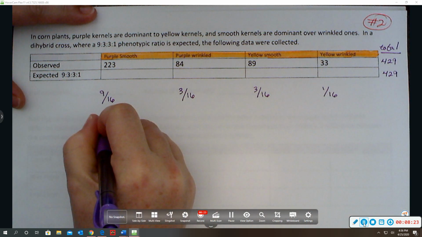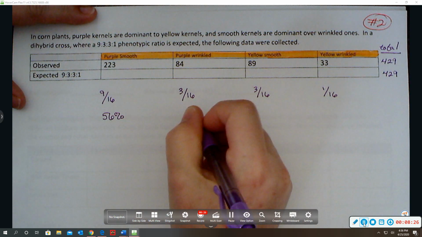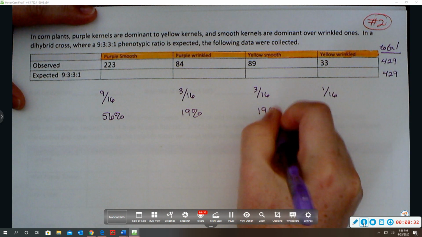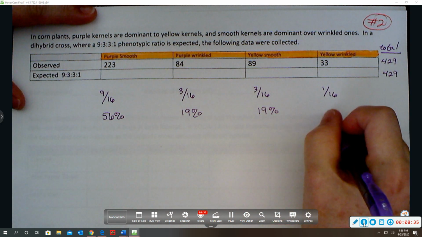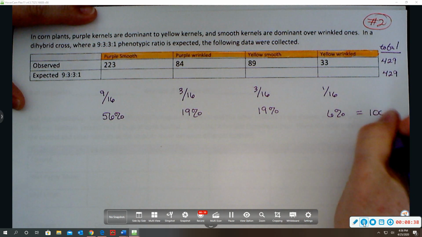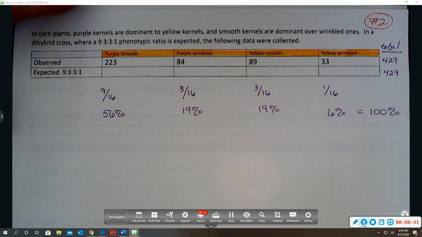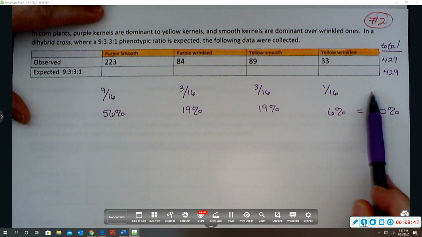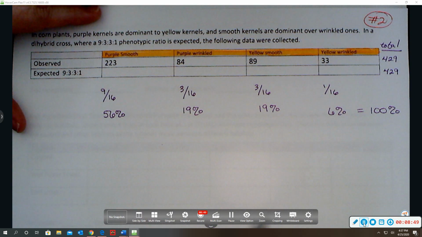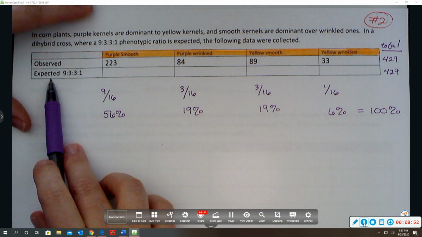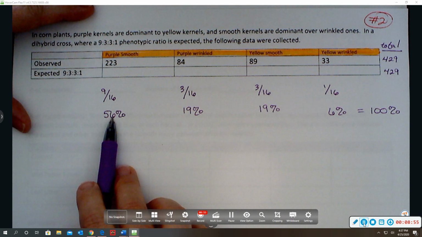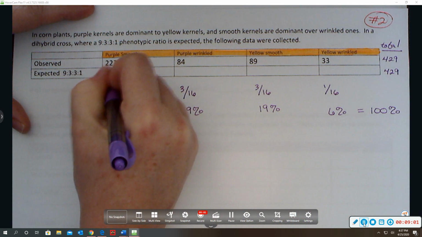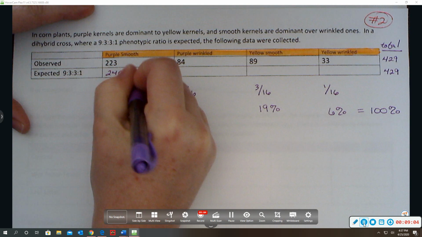If I get my percentages for this, 9 out of 16 is about 56%, 3 out of 16 is 19%, and 1 out of 16 is 6%. Add all those up, that should equal 100%. Just like adding all of these up equals 16 out of 16. Okay, so now I need to find out my expected values. So 56% of 429 then will give me 240.24.